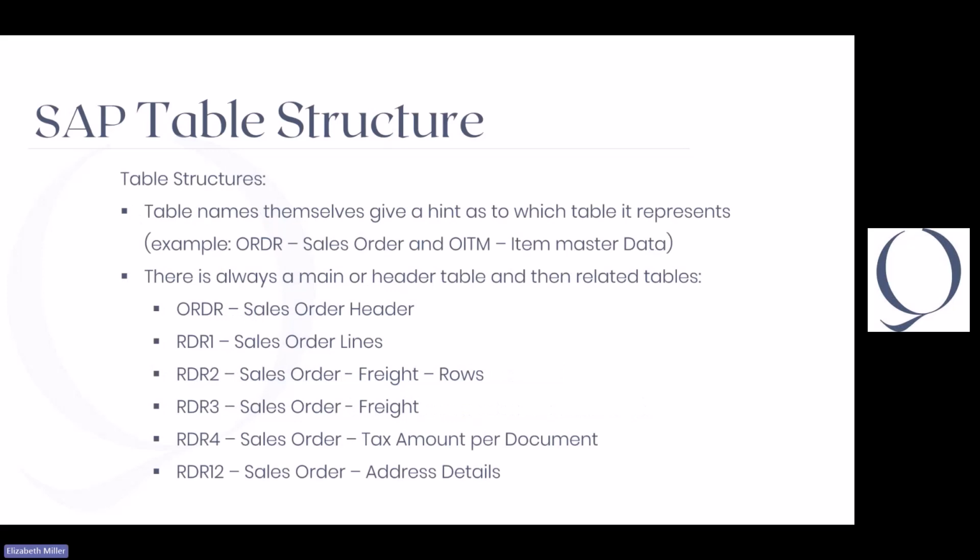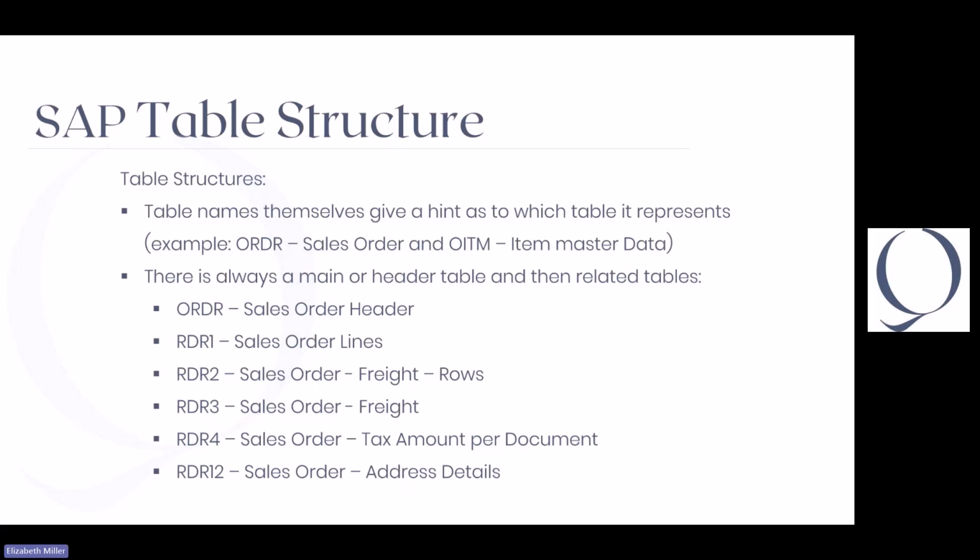In general, in SAP, you will find that the table structure has a naming structure to it. All of the main tables or header tables within SAP begin with an O. And you will see that in our example here where we're taking the example of a sales order. The main header table where like the date, the card code, the customer name, all of that stuff is housed in the ORDR table.